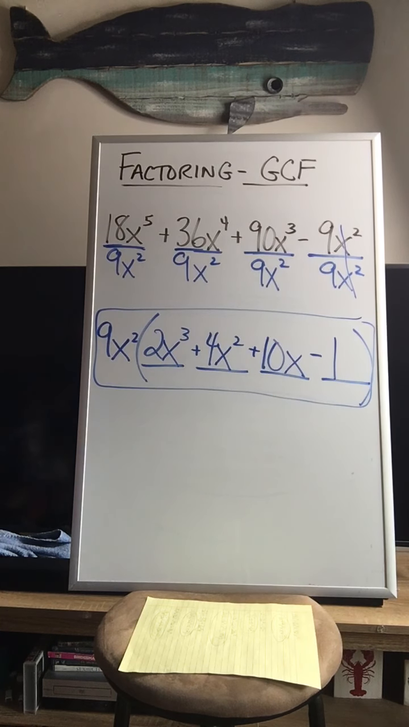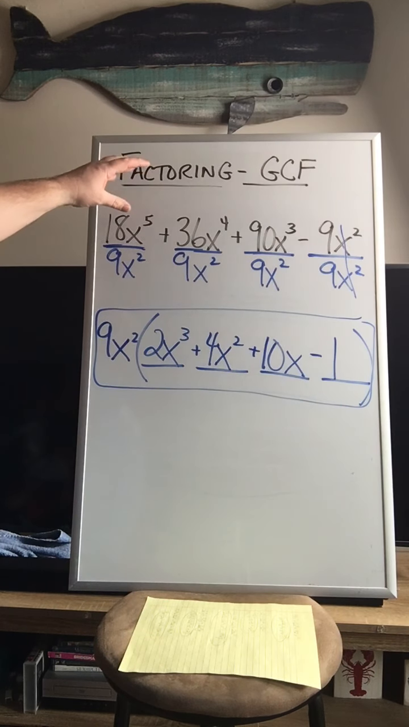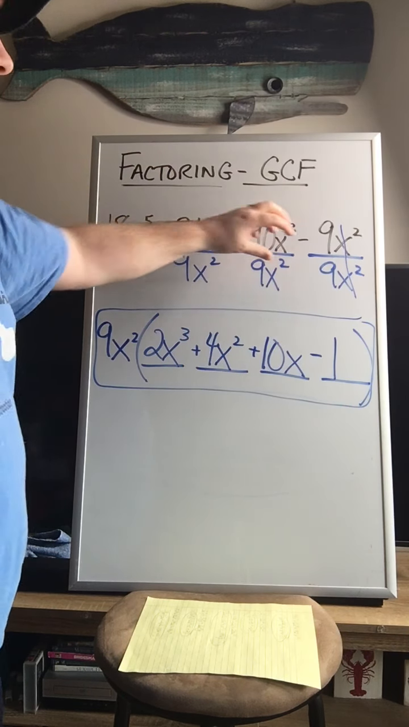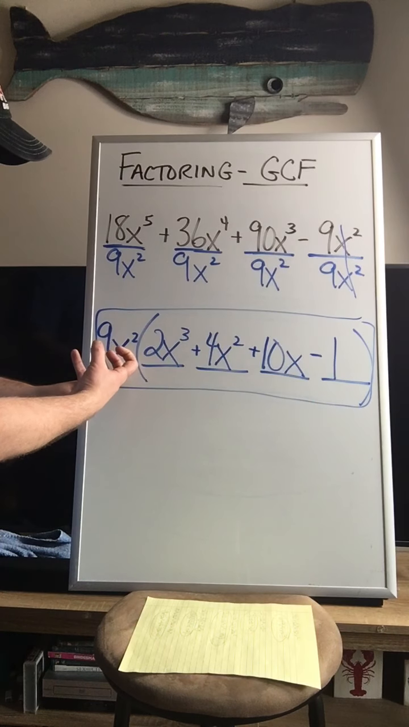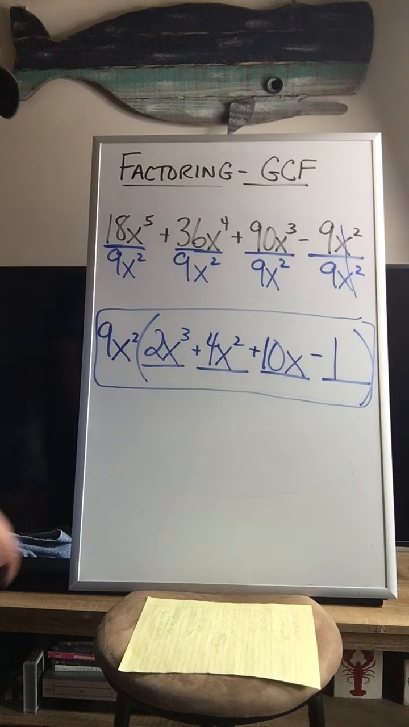Okay? So, again, I know this is a little different than what we've been doing, but no big deal. We're going to practice, practice, practice. This is called factoring. You start with the polynomial, you take out the GCF that they all have in common, and then you divide to get your remainder. Okay?